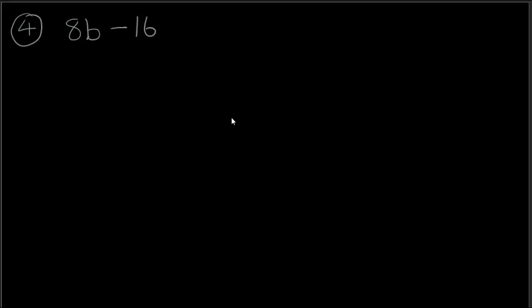The question says 8b minus 16. When we factorize, we want to break up into pieces. So if you imagine a Lego wall, you are breaking the Lego wall into little Lego pieces. That is the goal of what we're doing. So the first thing we're going to do is break up each term. We've got two terms. 8b is one term, 16 is another.